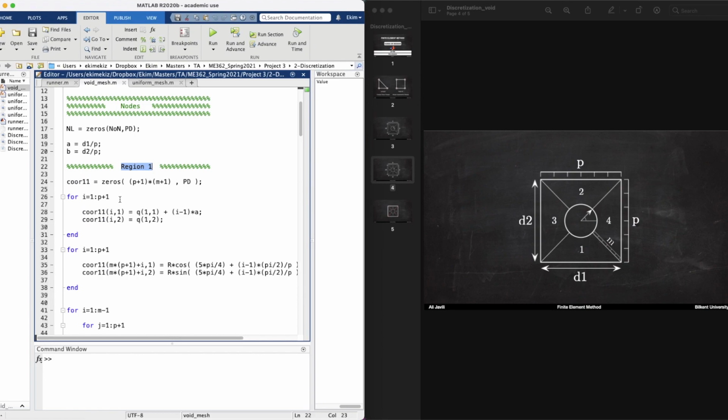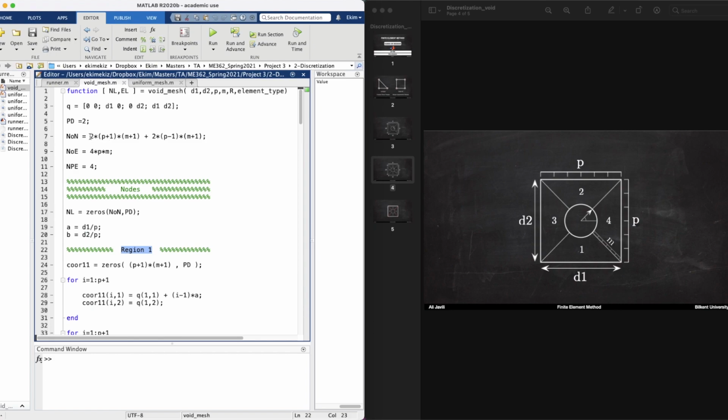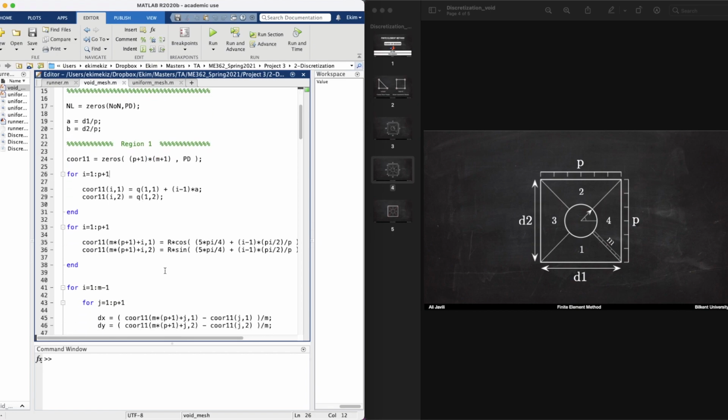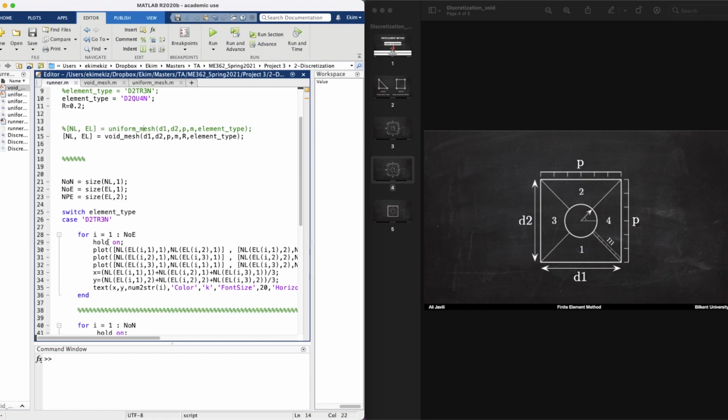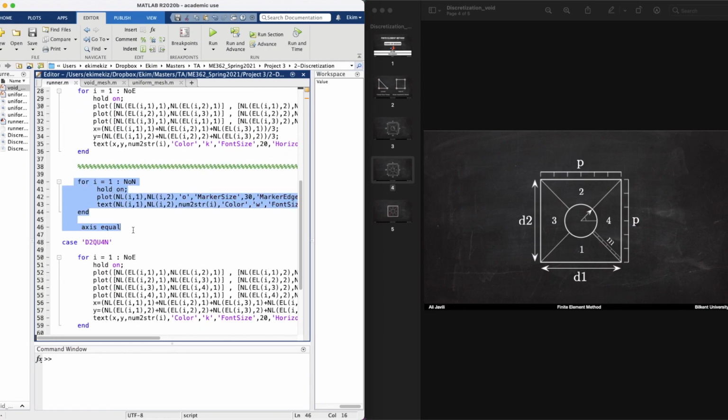And we will have core 2,2, 3,3, and 4,4 for each region, and then we will combine them to get our node list. So as we do for our node list every time, we initialize it. So remember our discussion for the number of nodes. We said regions 1 and 2 have P plus 1 times M plus 1 nodes, and that is exactly here. And then we have 2 for loops here. And I actually want to show you what they do by plotting before explaining what they do.